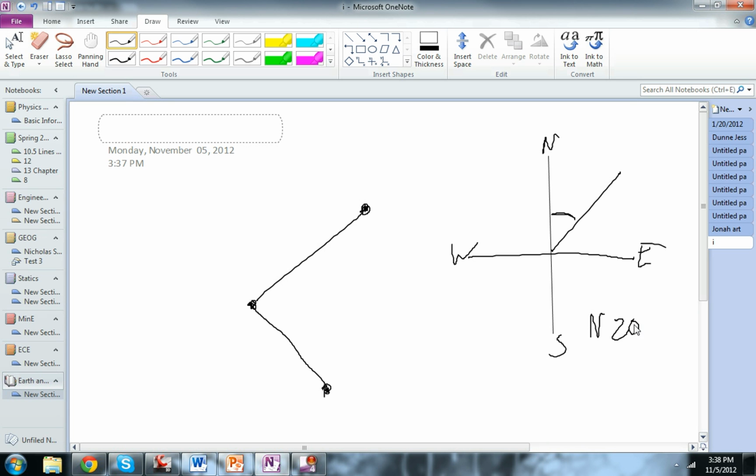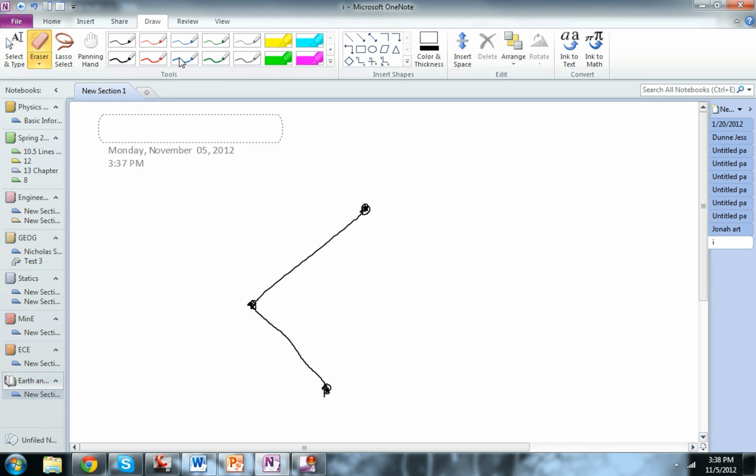Okay. So let me delete all that. So we're going to do some bearing addition and subtraction. So here I'm going to draw some lines to help me. These are just axes that I use.